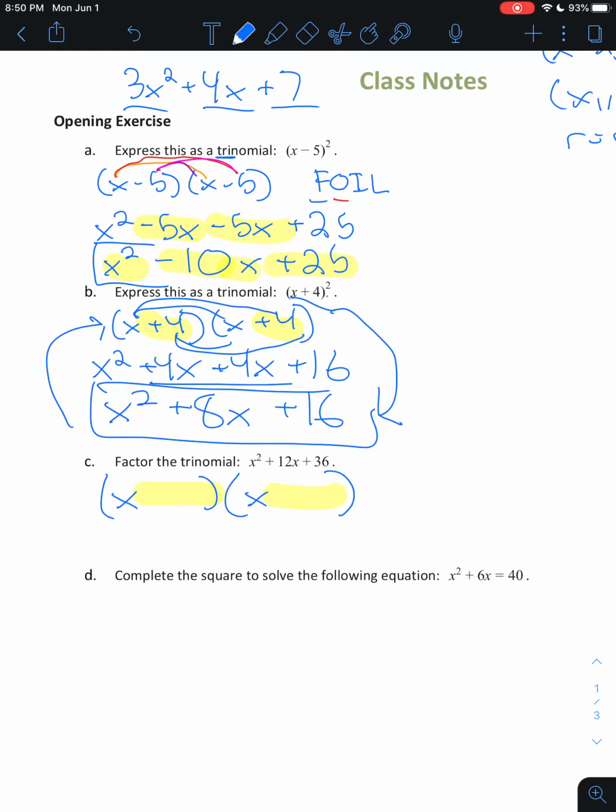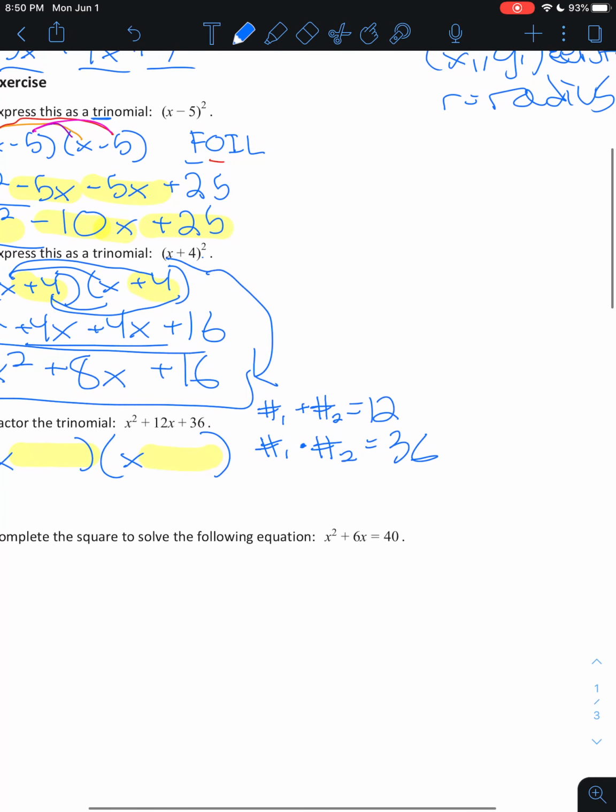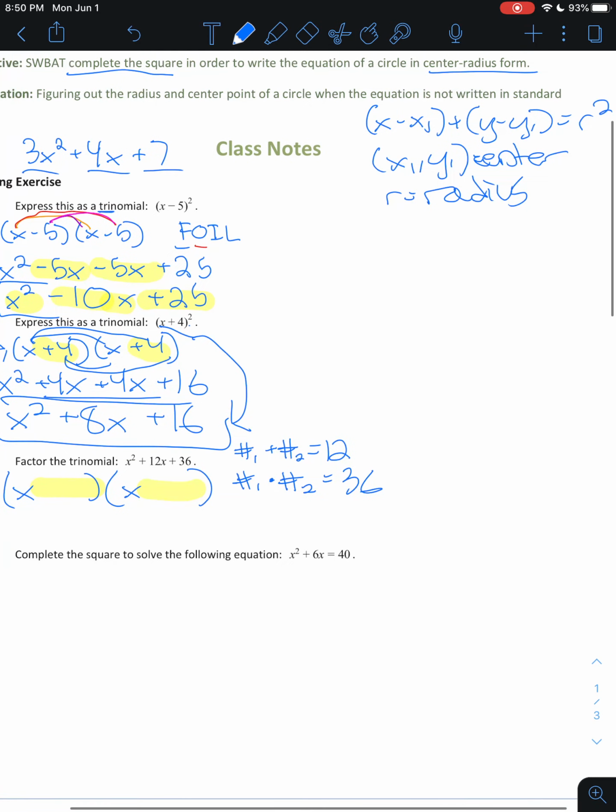So the way we solve this to get the two numbers is we're looking for two numbers that add to 12 and multiply to 36, right? So number 1 and number 2 have to add to 12, and number 1 and number 2 have to multiply to 36. The best way to solve this kind of problem is to think about all the factors of 36. What are all the two numbers that you could multiply together to get 36?